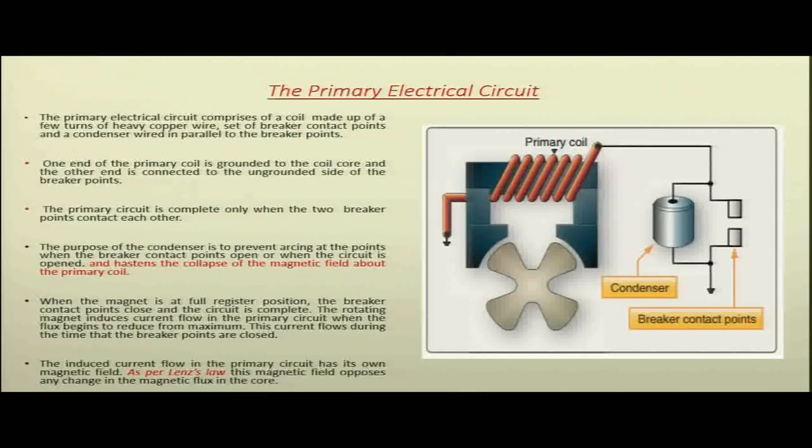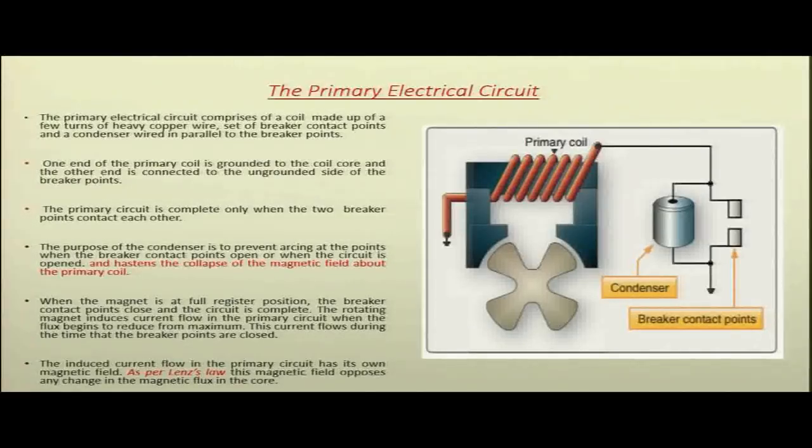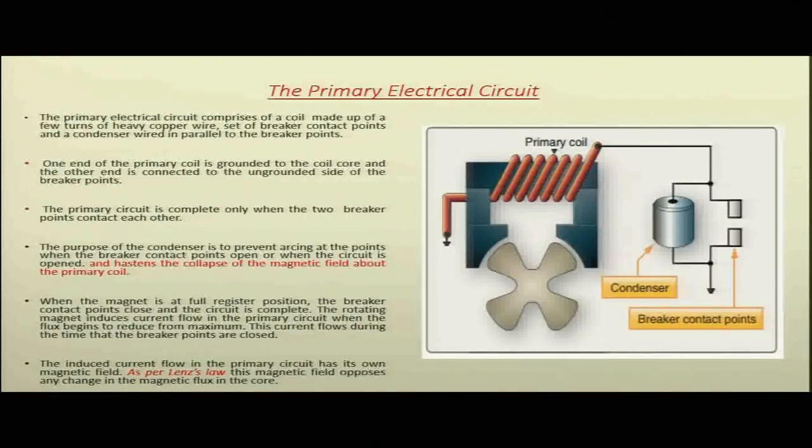The rotating magnet induces current flow in the primary circuit when the flux begins to reduce from maximum. This current flows during the time that the breaker points are closed. So, during the time when these breaker points are closed, this primary current will flow in the primary circuit.